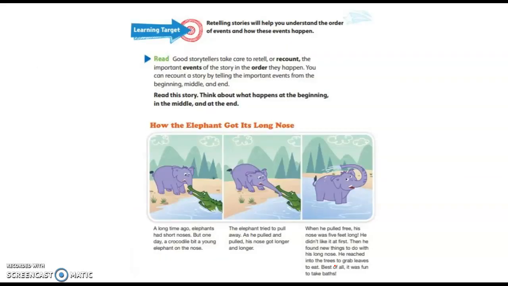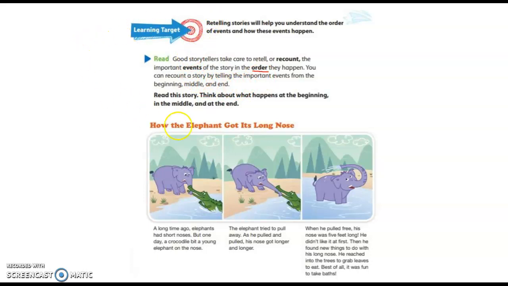Good storytellers take care to retell or recount the important events of the story in the order they happen. So I want to point out, we have to tell the events in order. We don't want to tell the solution before we tell the problem, right? You can recount a story by telling the important events from the beginning, the middle, and the end, just like we talked about.